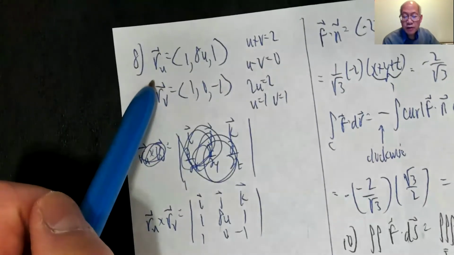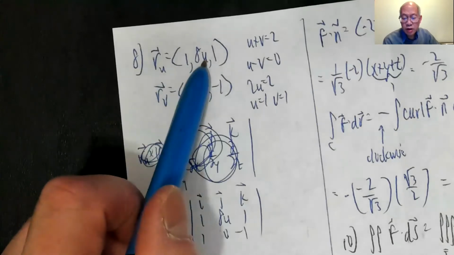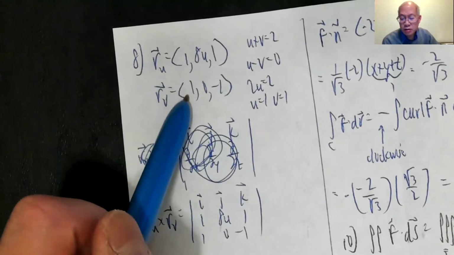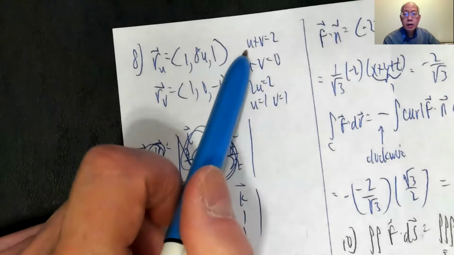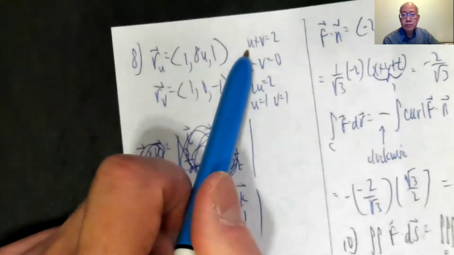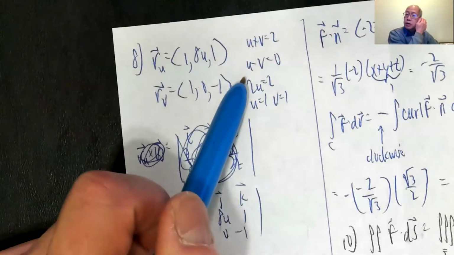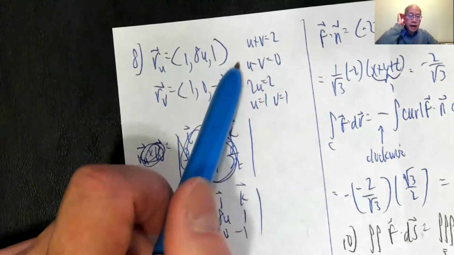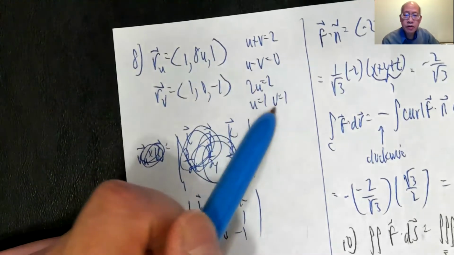Number 8, first I find r sub u, 1, 8u, 1. R sub v is 1, 0, negative 1. Find u and v. u plus v for the x component is 2. u minus v is 0 for the z component. Add them up, 2u equals 2. u equals 1, v equals 1.